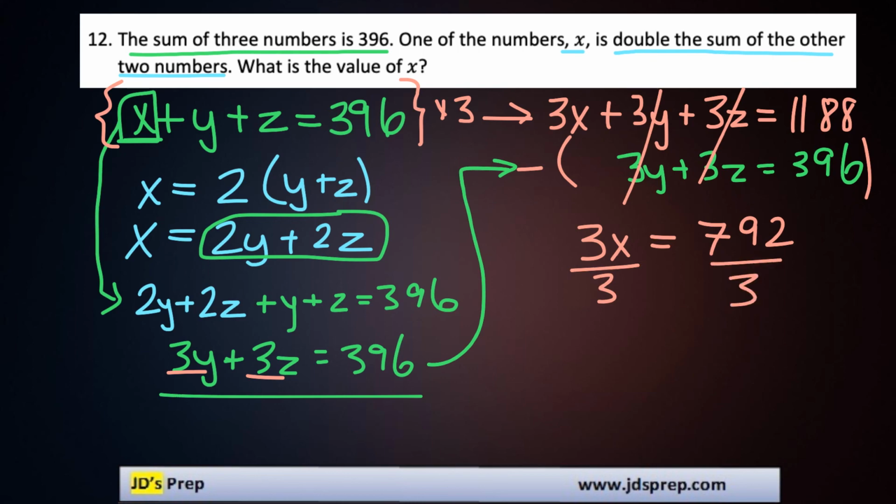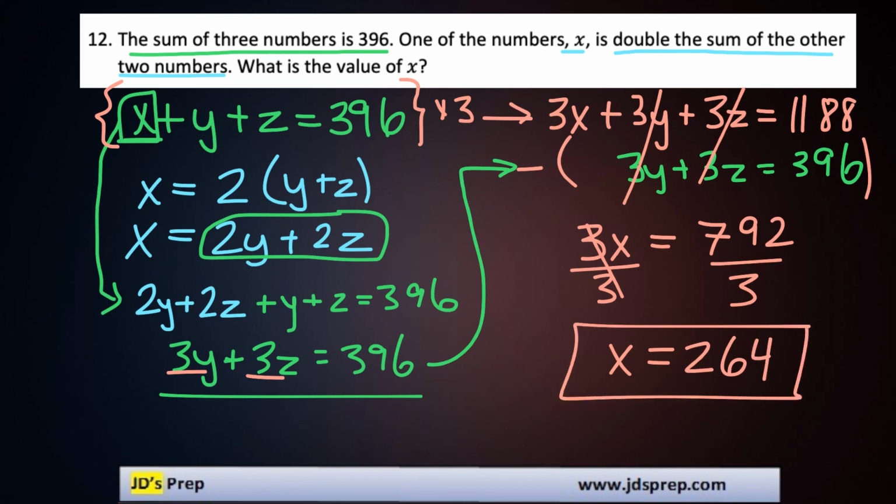And then our last step would be to just divide by 3. And we get an answer of 264. And that's exactly what we were looking for. So that would be the value of x.